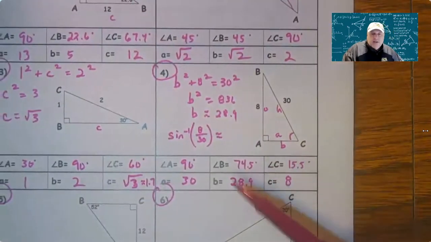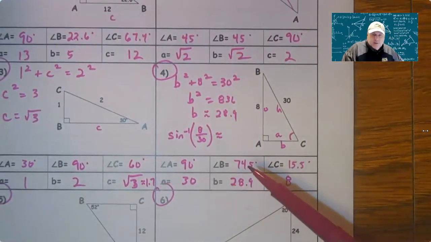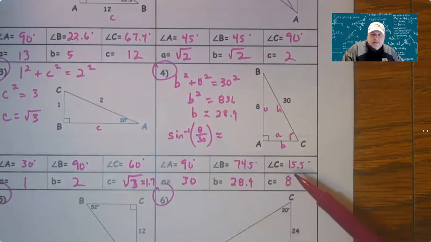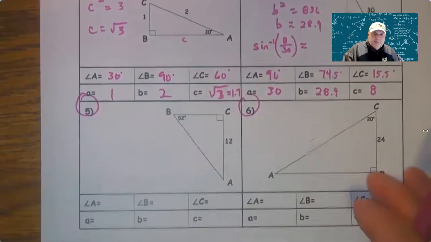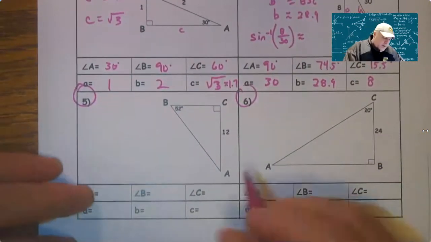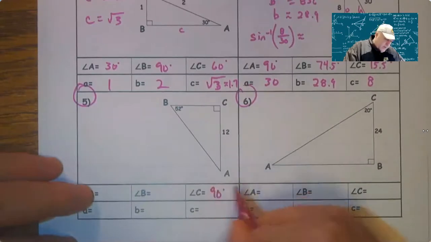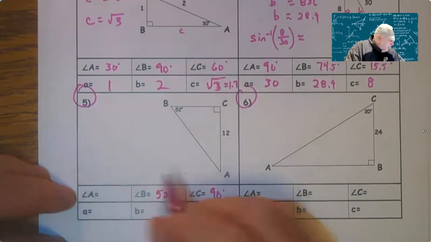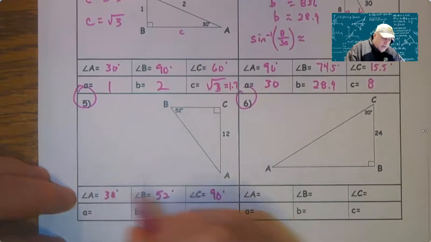And as you check this out, it better be that the middle side is opposite the middle angle, the smallest side is opposite the smallest angle, and the largest side is opposite the largest angle every single time. Okay, so angle C is 90, angle B is 52, and by angle sum, 38. So 90 minus 52.